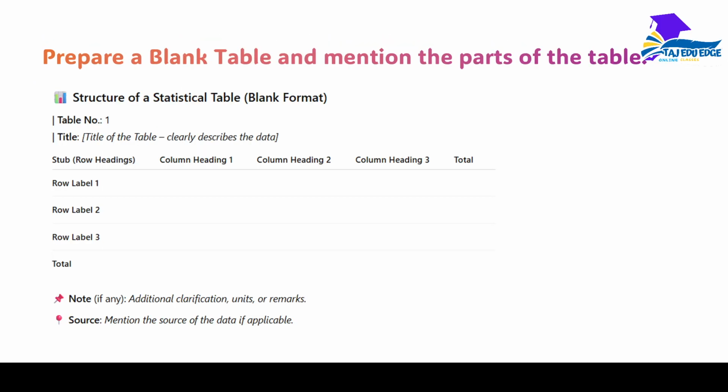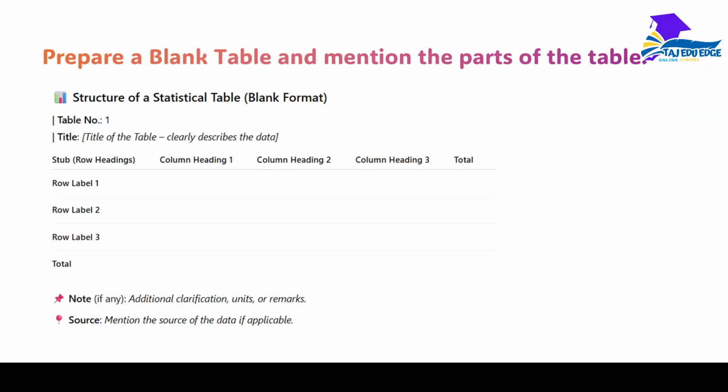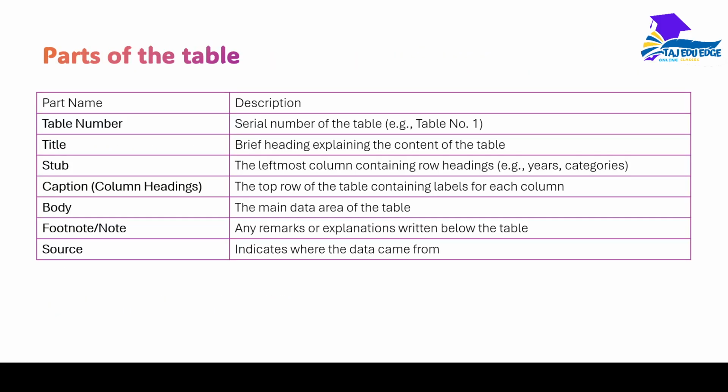Next, prepare a blank table and mention the parts of a table. I have given the table here, and also mention the parts of a table with the proper name of each part and a description of that, which you have to write properly in the exam. If they ask you, you have to draw the table. Along with that, you need to write the explanation properly. Then only you will get 5 out of 5, or else you will get only 2 out of 5 marks.